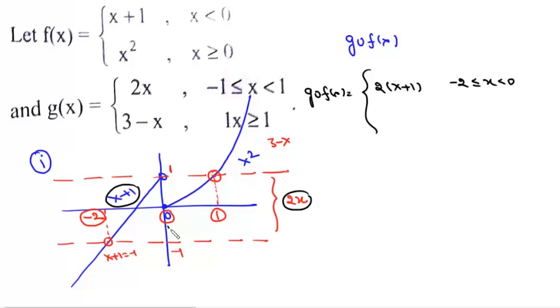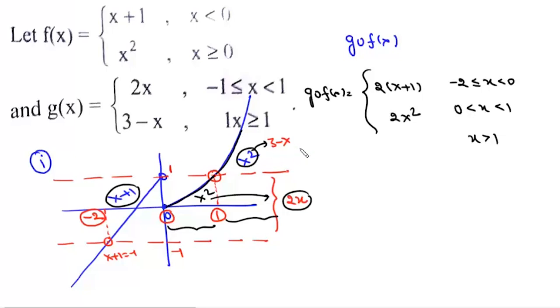Now we'll find the definition between 0 and 1. When x lies between 0 and 1, the definition of f is x square, and it is still between these two lines, so we'll go to the definition 2x, and it'll be 2x square. Finally, for x greater than 1, we have x square, and now we go to 3 minus x, so it'll be 3 minus x square. So that is the definition of g of f(x).